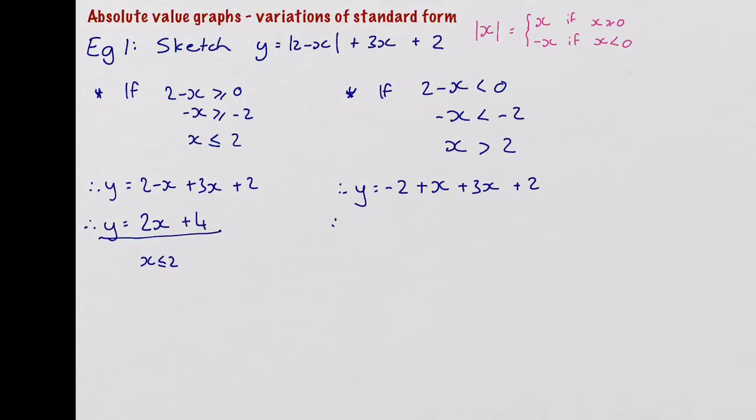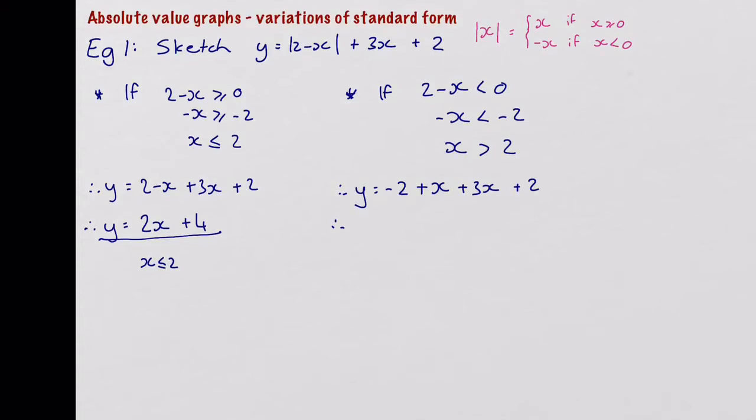Right, and again, put that in standard form. So we have positive y equals x plus 3x is 4x. And the 2's cancel. Right, so we've got that straight line for when x is greater than 2.